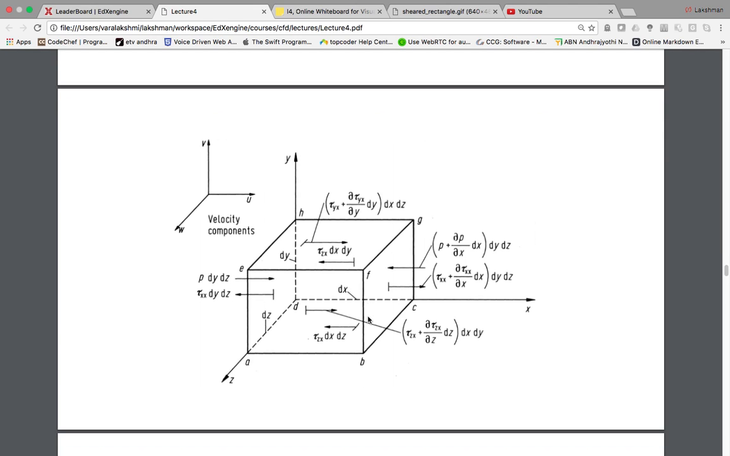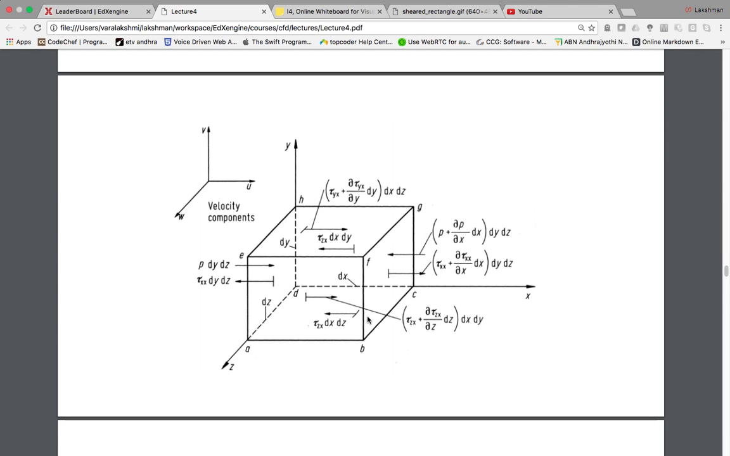Okay, and now there is a free body diagram showing all the forces on all faces, only along the x direction. So you have a pressure force. Let's take a look at this one. This is the origin, this is A B C D E F G H, and you have x along this direction, y along this, z along this.